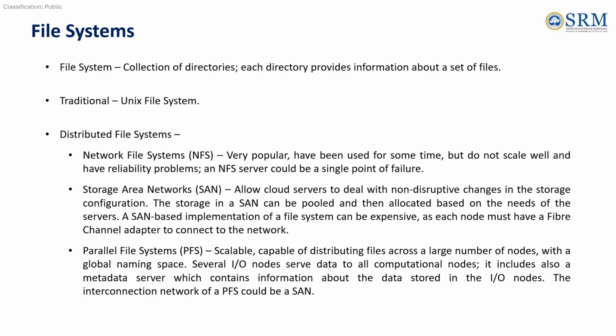One commonly used distributed system is the Network File System. In this approach, files stored on one machine can be accessed by another machine through a network. Although NFS became very popular, it has some limitations. It does not scale efficiently for very large scale environments, and if the NFS server fails, the entire service may become unavailable because the server acts as a single point of failure.